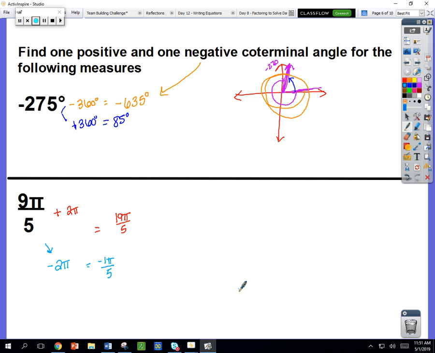And you would add or subtract until you've got a positive. So let's say that I subtracted 2 pi from this, and I didn't get a negative number. That would still be a positive coterminal angle. I'd have to do it again.